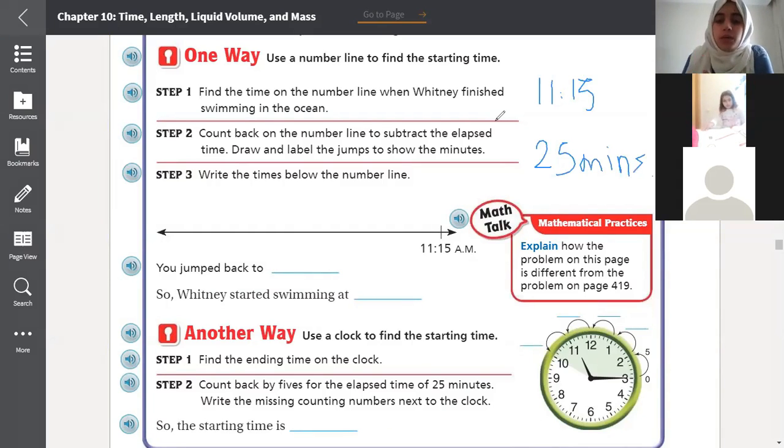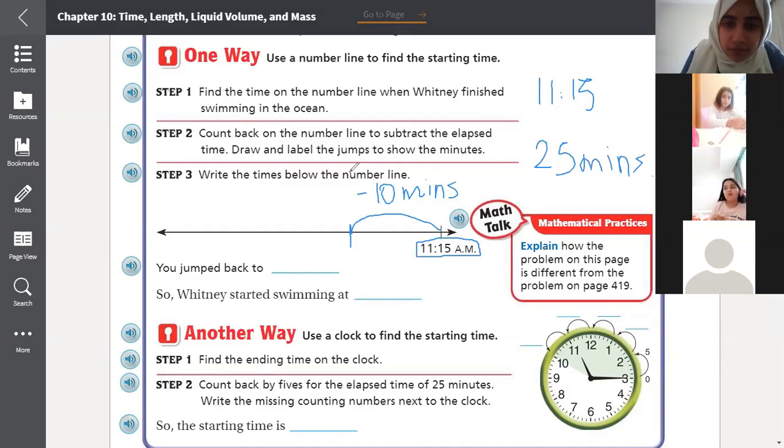So we start at the end of the number line with the end time, and then we count backwards. We need to count backwards 25 minutes. So we're going to go back 10 minutes. When I go back 10 minutes, what's 15 minus 10? 5. So it's going to be 11:05, or 5 minutes after 11. I have 2 10s, so I need to do another minus 10. I need to subtract by 10 again.